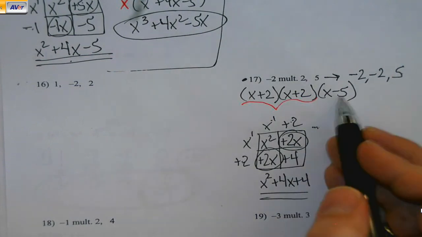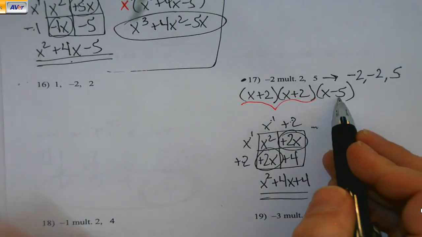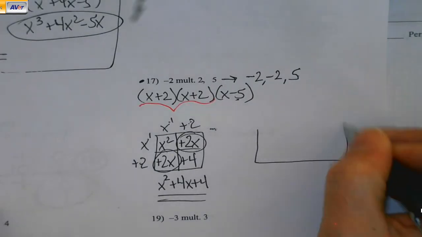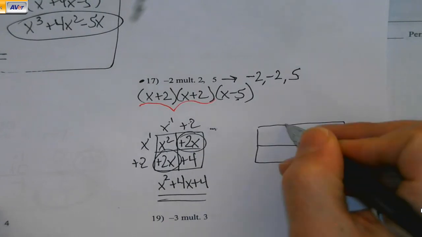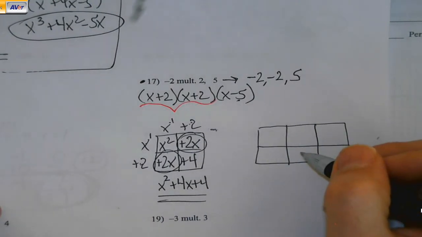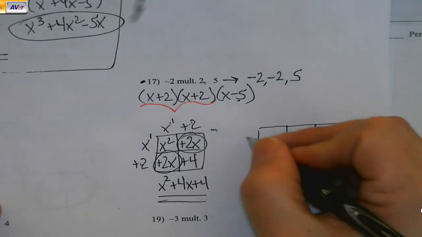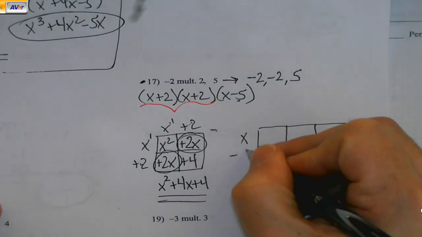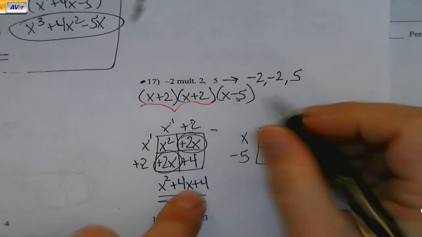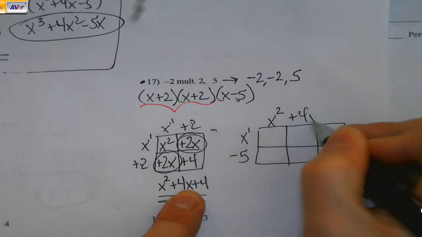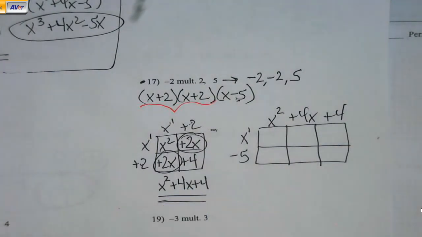But this time, my last factor is another binomial. Okay? We can't just distribute on that. So we're going to go to a bigger box. And boxes can be any size. 2 by 3, 2 by 2, 3 by 3. Doesn't matter. So I've got my x minus 5 that's still left here to go along with my trinomial that I got from the first step.